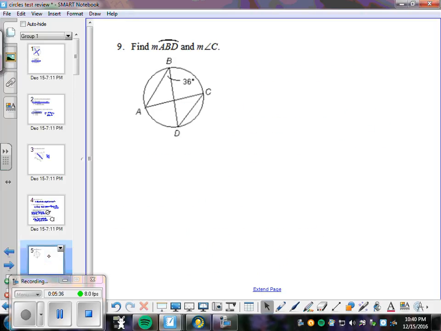All right. Number 9, find the measure of arc ABD. So we're finding the arc. So I want to find ABD. So we're going this way, so all of this. Okay. Now we know this angle is 36. So that means I can find this arc. This is an inscribed angle. Its vertex is on the circle. So you will do 36 times 2 to get this arc, AD.